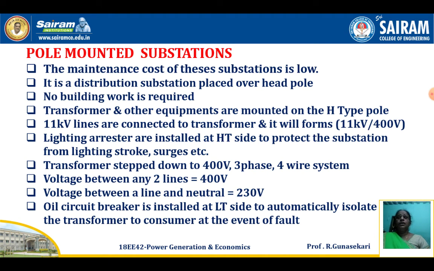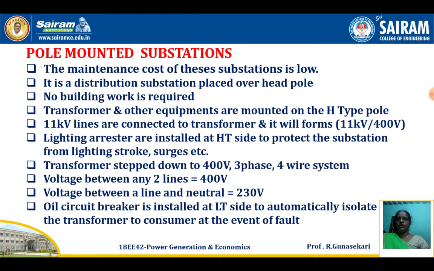Next, the maintenance cost of the pole mounted substation is very low. The distribution substation is placed over the overhead pole, so no building work. The transformer and other equipment are mounted on the H-type pole only. 11 kV lines are connected to the transformer, which steps down from 11 kV to 400 volt only. The lightning arrestor is installed at the high tension side, that is the HT side.